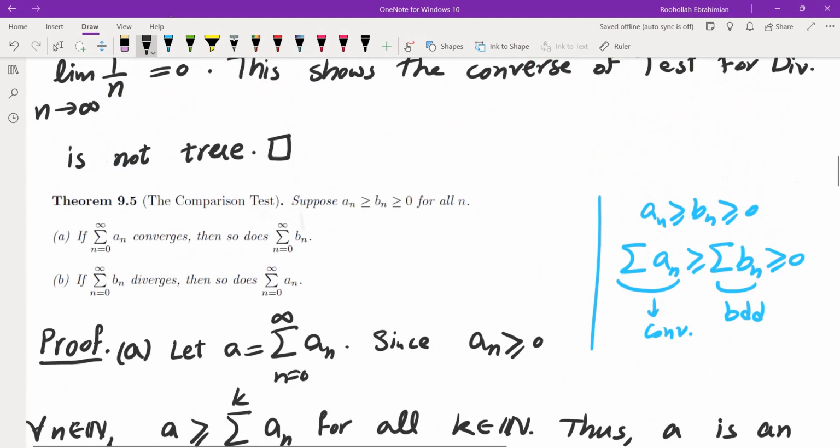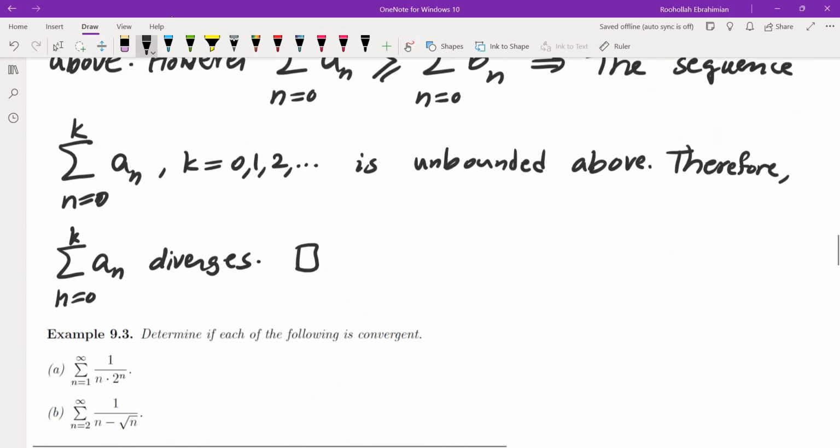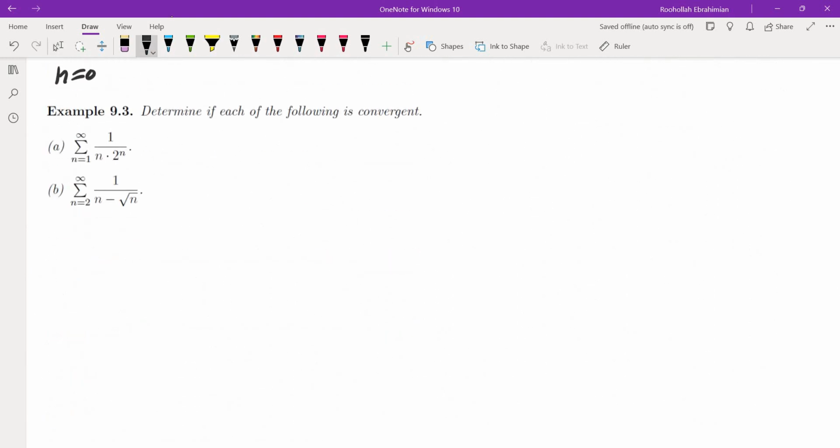So it is very important that when you're using the comparison test, you check that the sequences are both non-negative. If the smaller one gives you a sum that is divergent, then the larger one is also going to give you a series that is divergent. If the larger one gives you a series that converges, then the smaller series would also converge. Again, very important to make sure that you check that the terms are positive or at least non-negative. It is okay if they are negative for a few terms in the beginning, as we discussed last time. The first few terms you can always ignore.